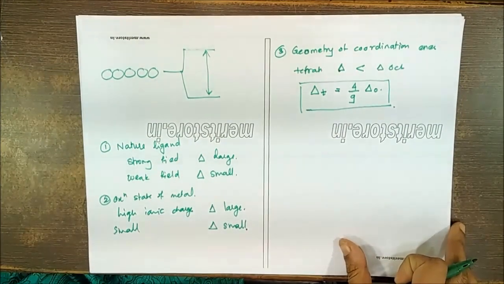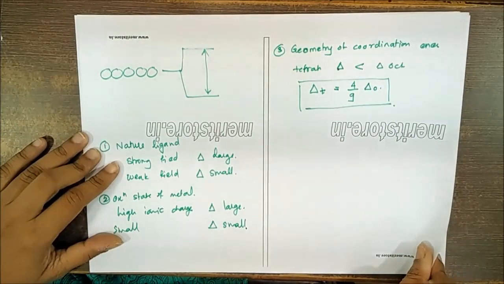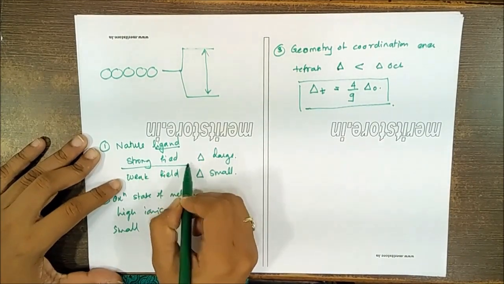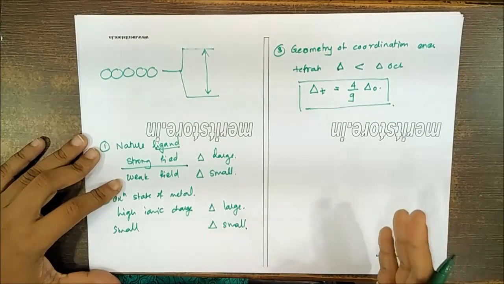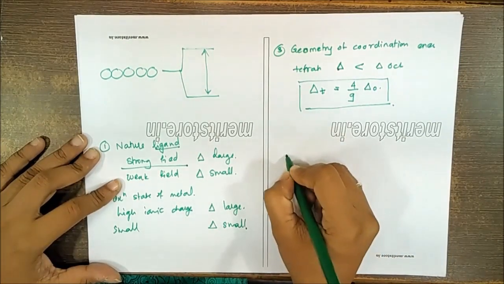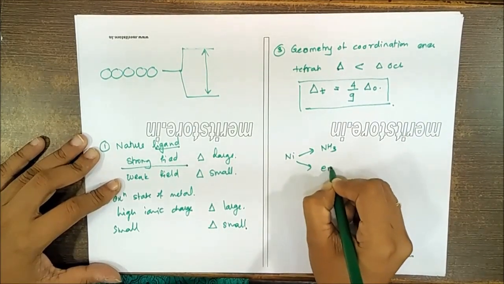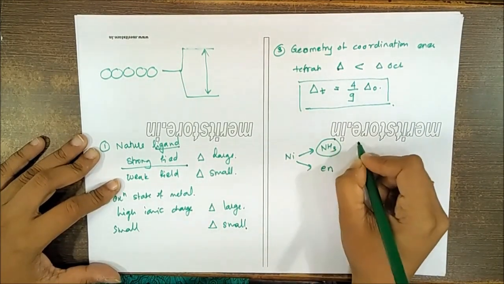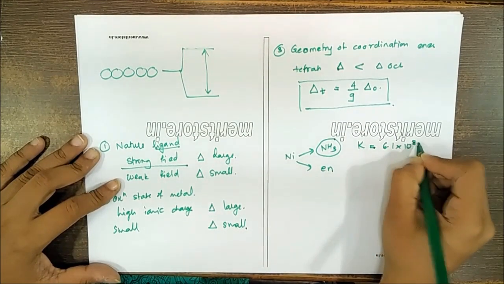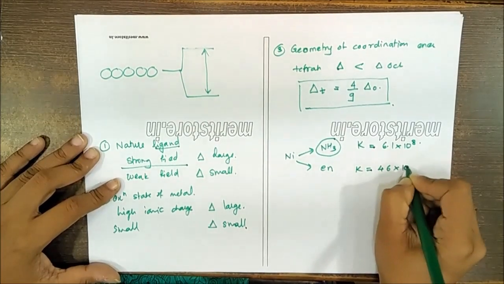Stability of the complexes also depends on certain factors. Stability of complexes depends on how basic the ligand is. More basic are the strong field ligands, so the stronger the basic nature, the more stable the complex. For example, if nickel is forming a coordination complex with ammonia and with ethylenediamine, ammonia is more basic, so K, the stability constant, will be 6.1 into 10 raised to 8, while here K is equal to 4.6 into 10 raised to 18.